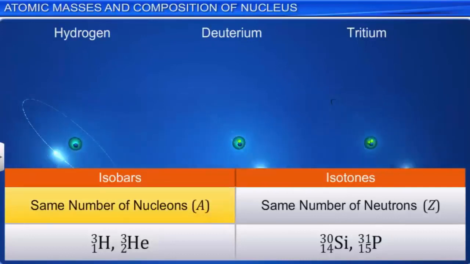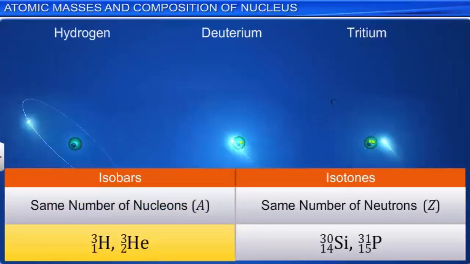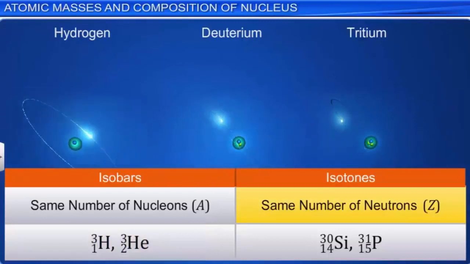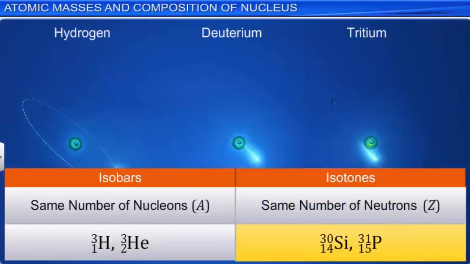Isobars are nuclides of different elements having the same number of nucleons or the same atomic mass number, A. For example, tritium and helium-3 are different elements with the same mass number and hence can be termed as isobars. Isotones are nuclides of different elements having equal number of neutrons but different atomic numbers, Z. For example, silicon-30 and phosphorus-31 are examples for isotones since both these nuclides contain 16 neutrons, as is evident from their notation.